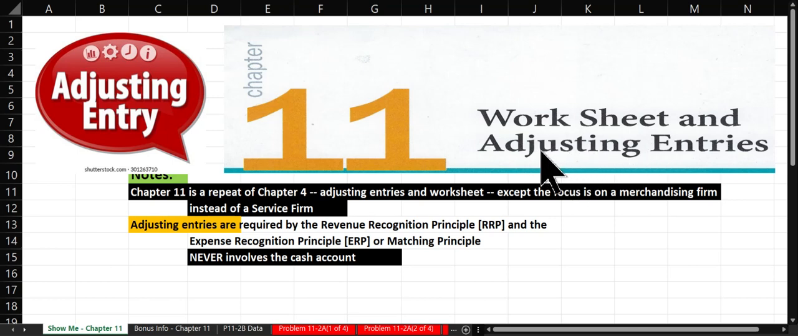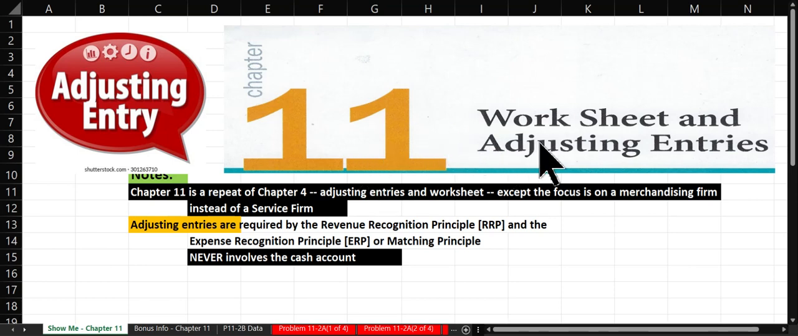And so, with chapter 11, we are shifting our focus from using adjusting entries for a service firm, one that generates revenue by providing a service, to merchandising firms, businesses that generate their revenue from the sale of inventory. It could be a wholesaler or a retailer or a manufacturer.